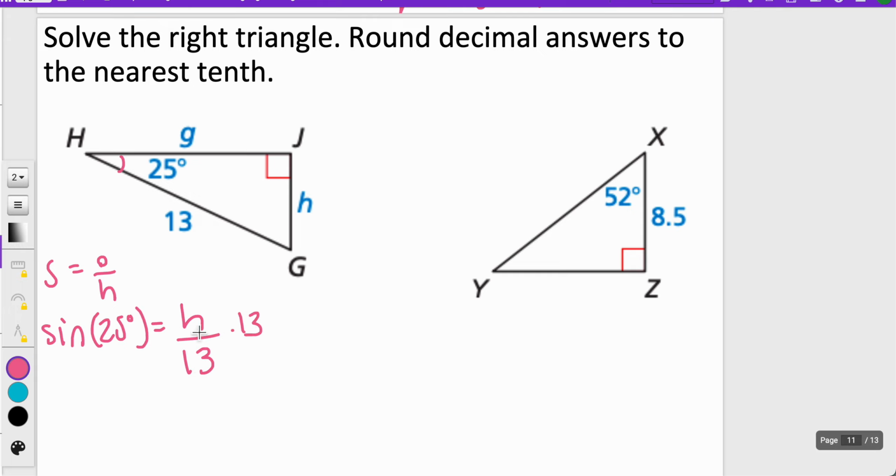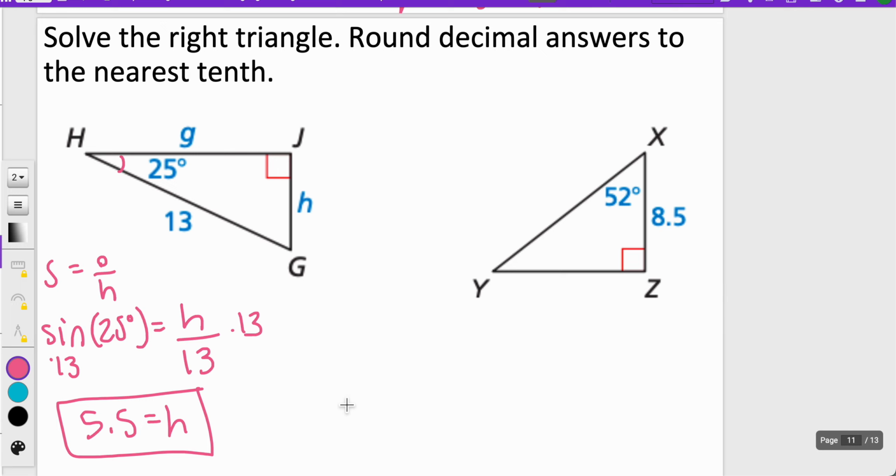I'm going to multiply both sides by 13 first to find my answer. So sine of 25 is 0.4226, and then times 13, I'm going to get roughly about 5.5 is equal to my H.